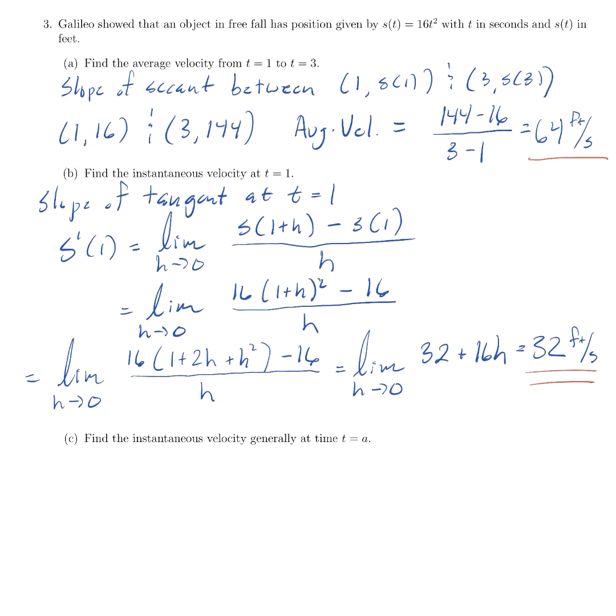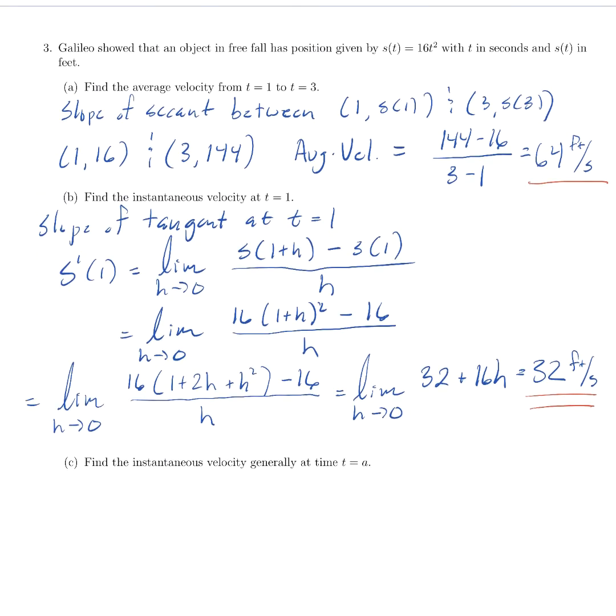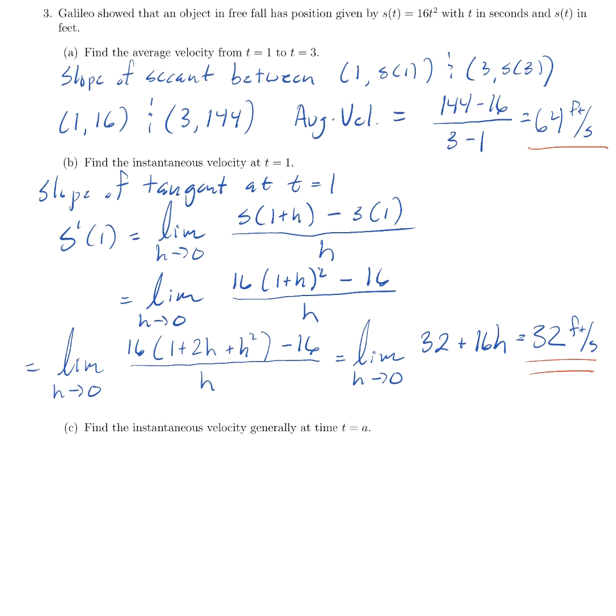Okay, in number 3, we have an object that's falling with position function given by 16t squared, where t is in seconds, and the output is in feet. The first question asks to find the average velocity from t equals 1 to t equals 3. Well, average velocity is the slope of the secant line between 1, s of 1 and 3, s of 3. So we can find out those points by evaluating the function, find the slope of that line, and we get 64 feet per second. The instantaneous velocity at 1, though, is the slope of the tangent line.